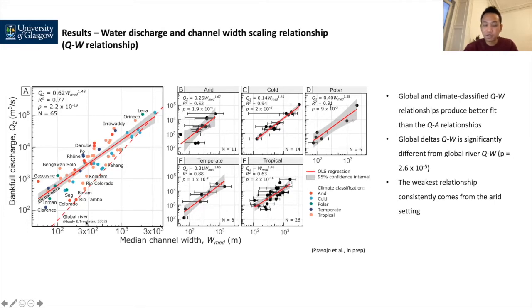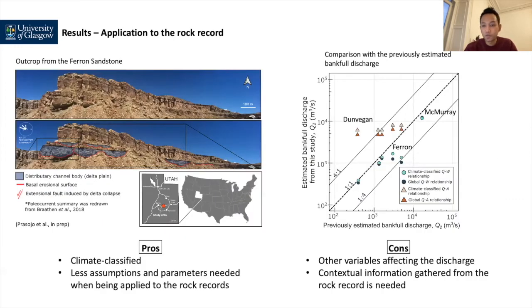So the most interesting part is when we try to apply that to the rock record. We compiled three formations: the Dunvegan, Ferron, and McMurray. The images here are from the Ferron Sandstone. It's from the Cretaceous, and it was deposited in the subtropical and also tropical region. As you may see here on the right-hand side, the blue bits are from the QW relationships, and the brown bits are from the QA relationship. When we plot that and compare it with the previously estimated bankfull discharge from the literature, you can see that they're all in the same order of magnitude.